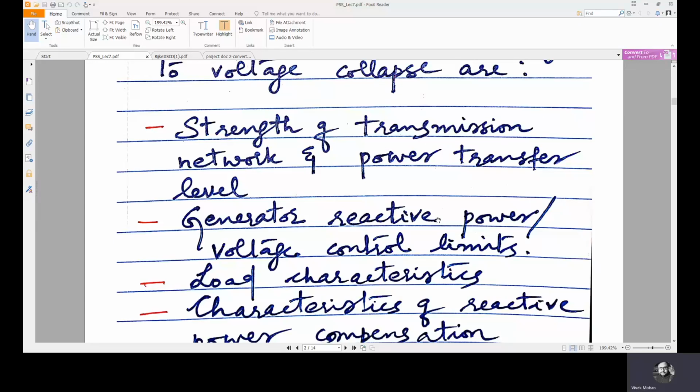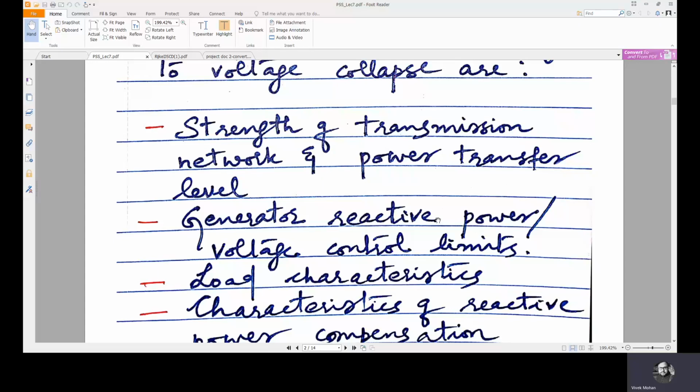Suppose if it's a voltage dependent load, then if voltage reduces, accordingly the power is affected. The power that is received by the load, or the load demand in terms of power, is affected. So based on that also voltage stability could be analyzed. Voltage stability analysis can be different according to different types of loads.